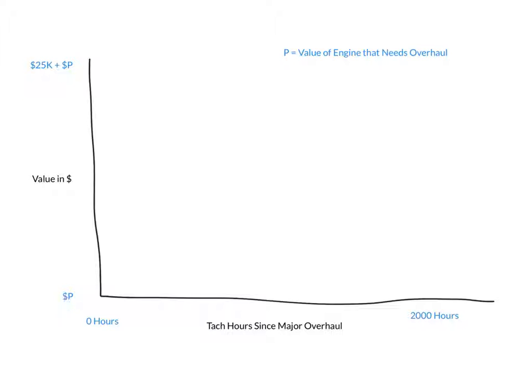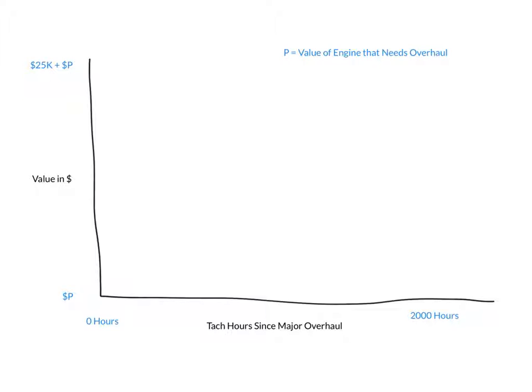All right? Now, it costs us about $25,000 to overhaul an engine, say, in an Archer. And therefore, at the top of the vertical scale, we have $25,000 in addition to the value of P, $25,000 plus P. All right? And across the bottom, again, is time, although time is measured not in hours or days or years, but in tach hours. All right? And we have a very simple plot as a result of all of this.